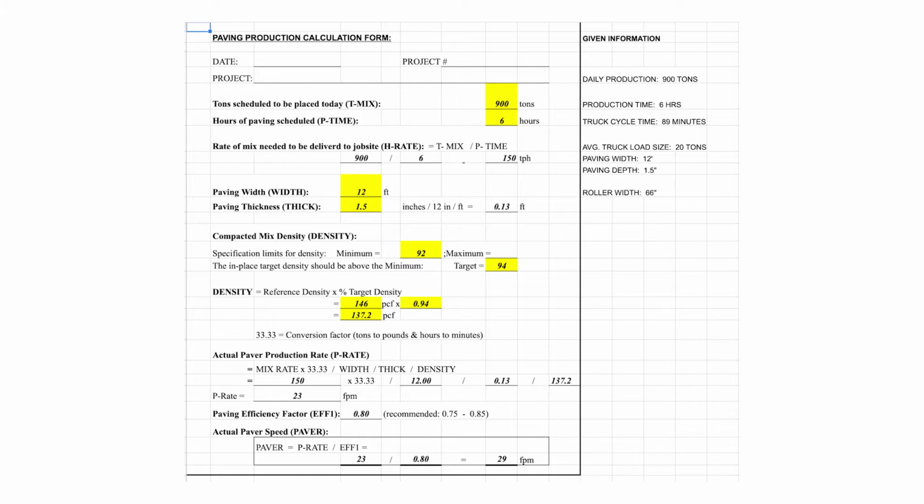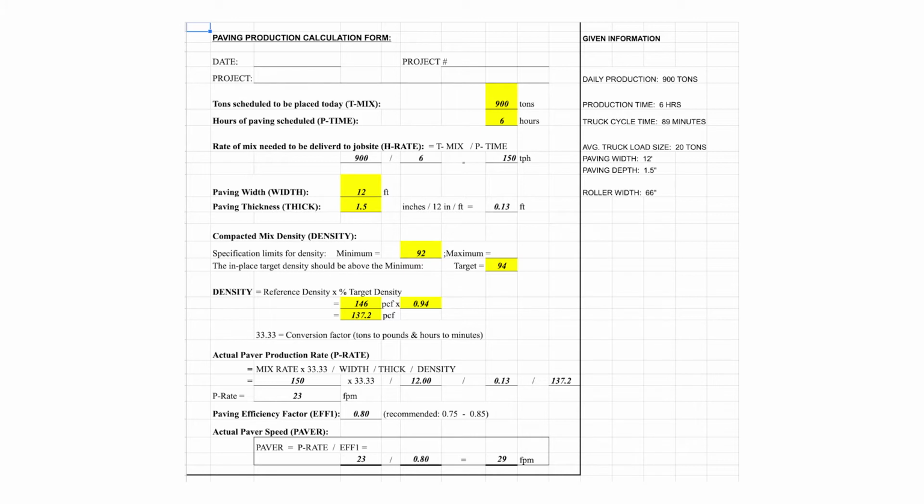Once again, 900 tons, 6 hours, you're at 150 tons per hour. Your paving width is 12 foot, thickness of 1.5. Convert your 1.5 inches to feet, divide by 12, 0.13 feet. Specification limits for density, it says 92, but it should be 93. Target, what we're shooting for, is 94. And based on your mix design, your reference density is 146. We're looking for 94% of that, so 137.2.